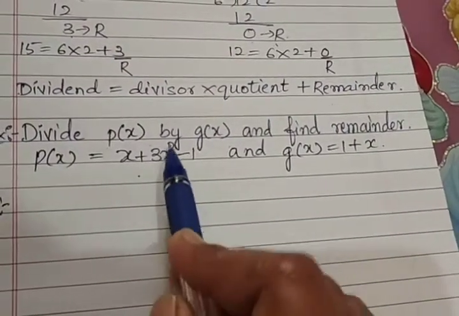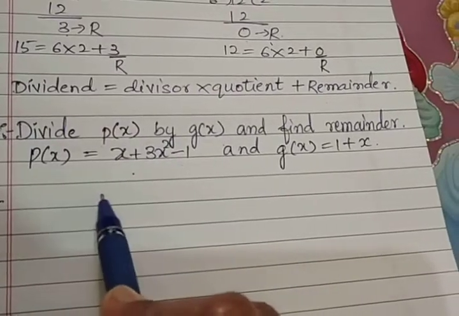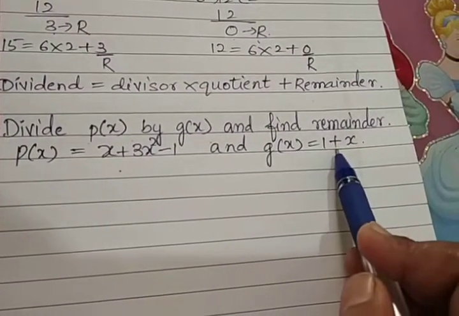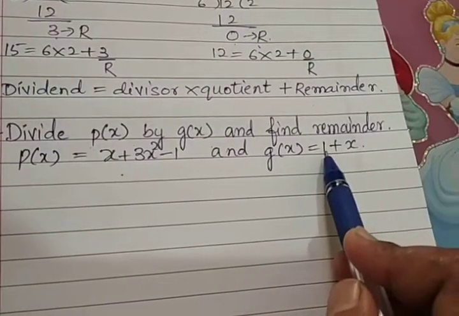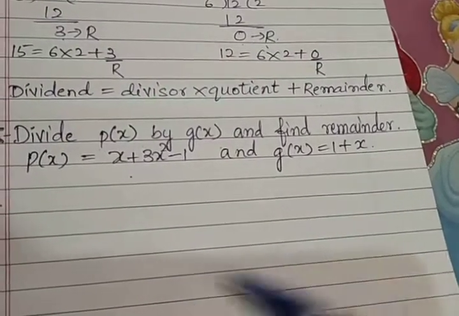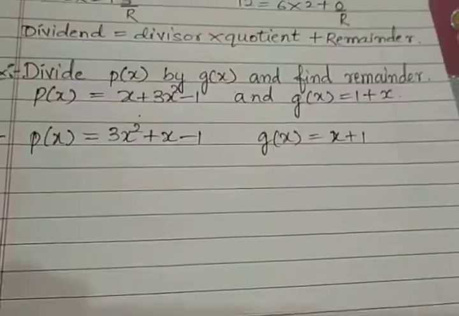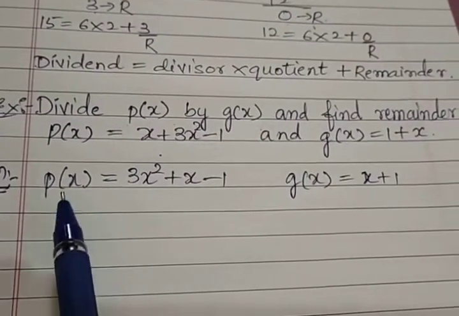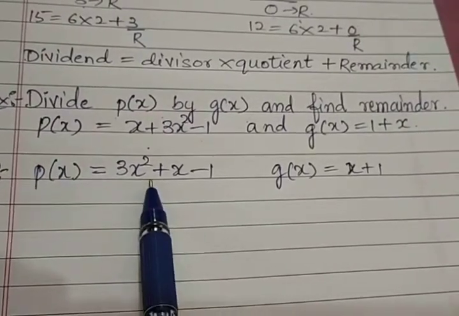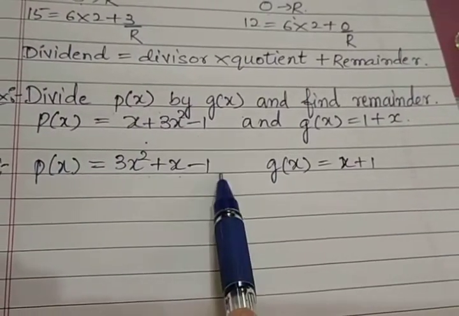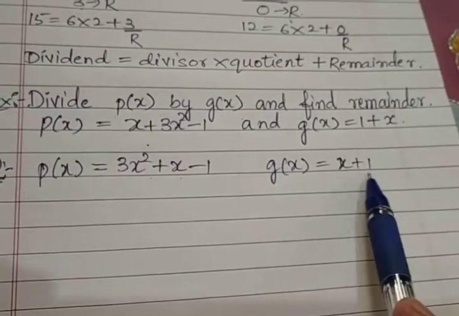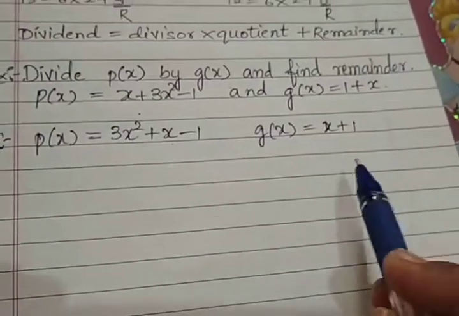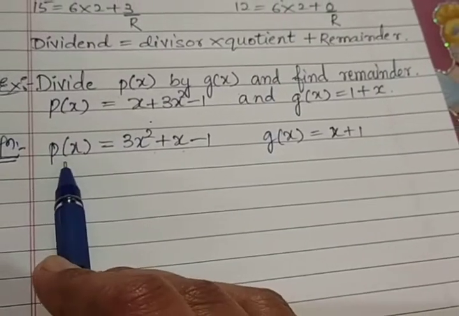First we observe that this is not written in standard form. Our standard form is that the highest power should be first and then it should be in decreasing order. In the same way, g of x is also not written in standard form, so we have to write x plus 1. First convert these into standard form. So p of x is equal to 3x square plus x minus 1 and g of x is written as x plus 1. When we start dividing, g of x is the divisor and p of x is the dividend.